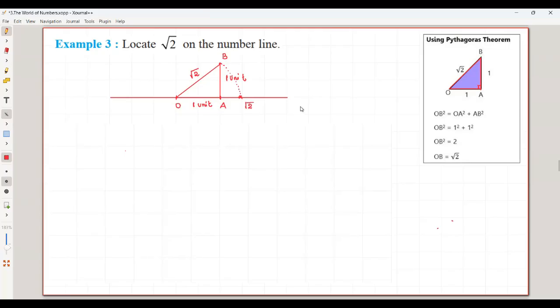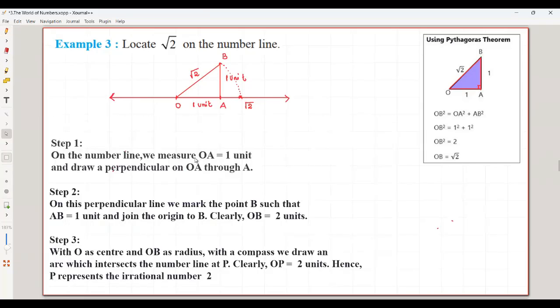Okay, this is our root 2. Once again, I'm just repeating. First you just take 1 unit on the number line, draw the 90° and mark one unit, join OA. Take your compass and keep the pointer in O, measure this OB length, keep the pointer in O and draw an arc. Where the arc is intersecting on the number line, so this is our root 2.